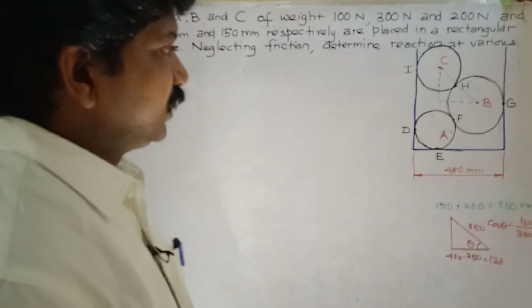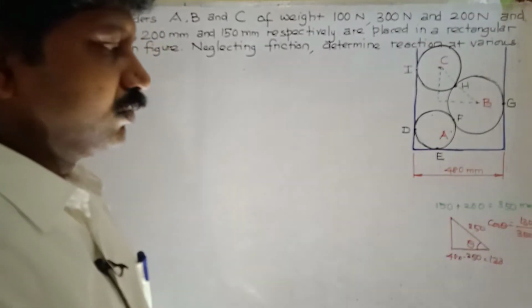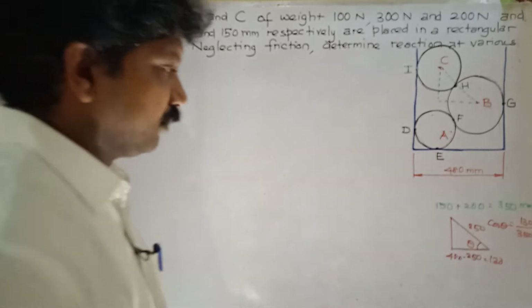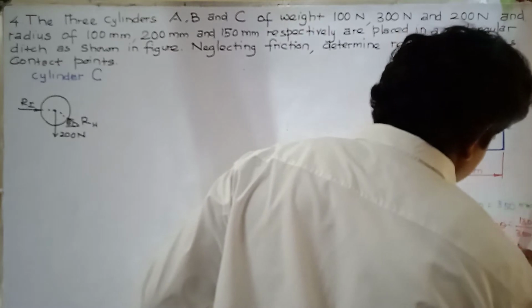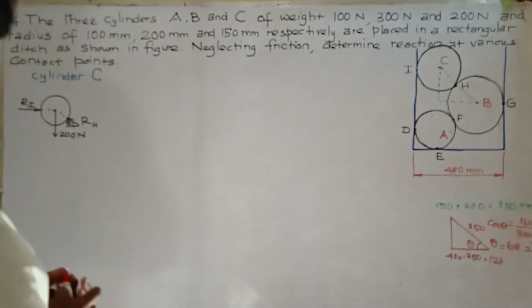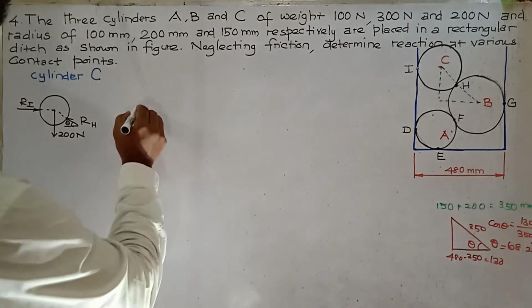Now, adding the two radii, the hypotenuse is 350. So cos theta equals adjacent divided by hypotenuse, so cos theta equals 130 divided by 350. From that, theta equals 68.2 degrees. So substitute the value theta 68.2 degrees and draw the line diagram.